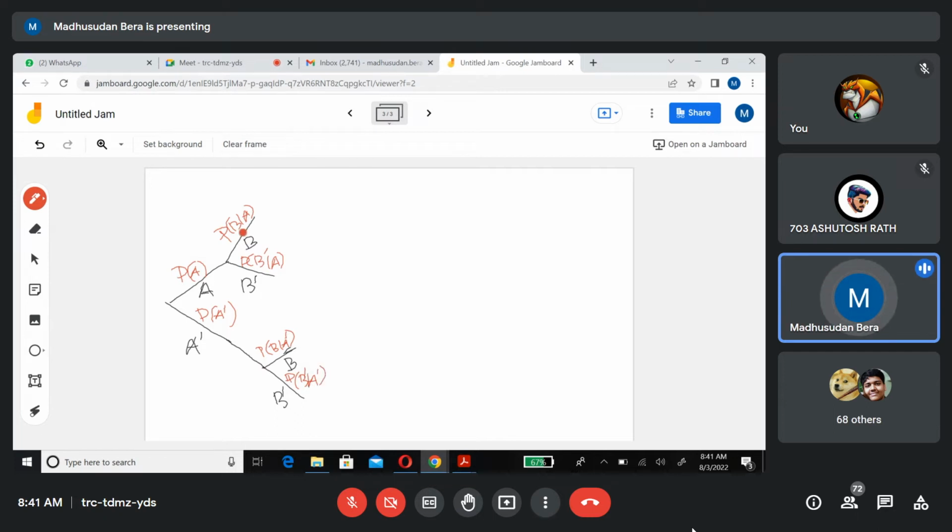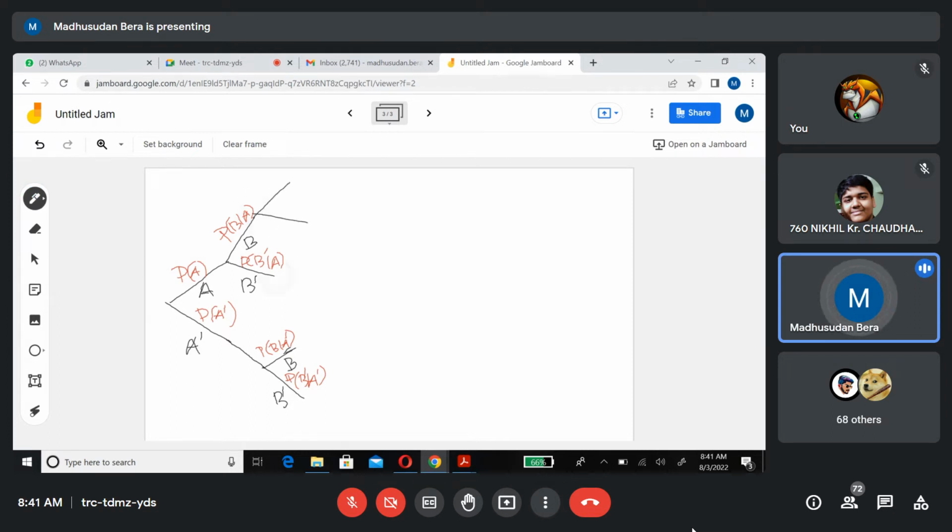Now tell me, what is this sum? This plus this? Is it 1 or not? Yes, sir, 1, by the complement rule. So that's why not all values are given. If P of A is given, we can find P of A dash because the sum is 1. Then the third generation we will draw the same way.